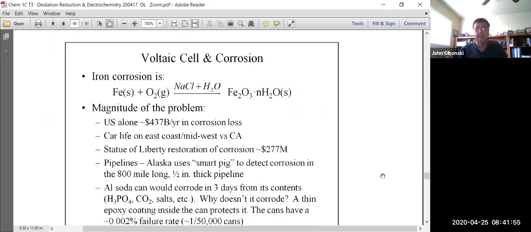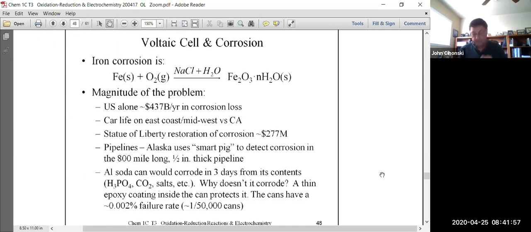Okay, now last topic, corrosion. This is a huge topic. We are not going to spend a lot of time on it. We have other stuff to do, but I want you to be aware of it.